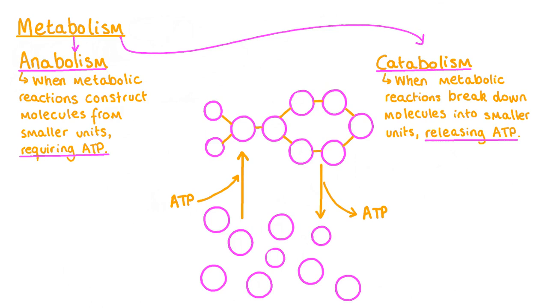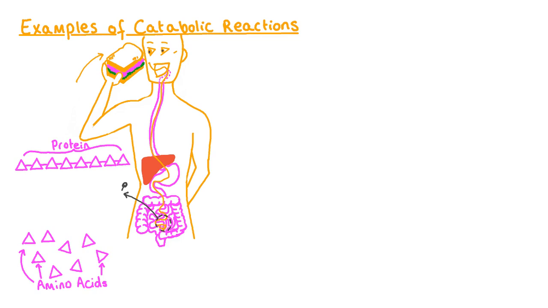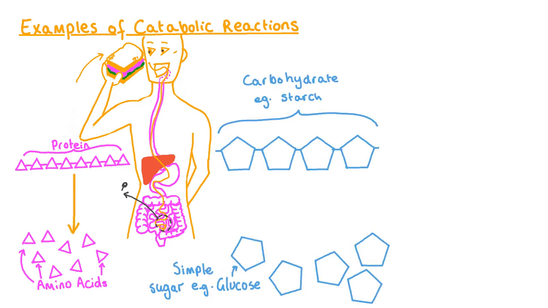Let's look at some examples of anabolic and catabolic reactions to understand these processes better, starting with catabolic reactions. When we consume food, like this chicken sandwich for example, that is rich in proteins and carbohydrates, these large molecules are digested by enzymes in our digestive system and are broken down into smaller molecules. By zooming in on the reactions occurring in the small intestine, we can see that these are examples of catabolic reactions, as large proteins are broken down into smaller amino acid subunits. And large carbohydrates, such as the starch in bread, are broken down into smaller simple sugars, like glucose.